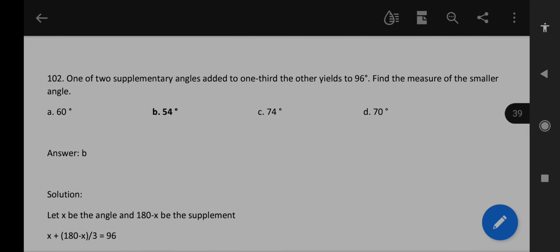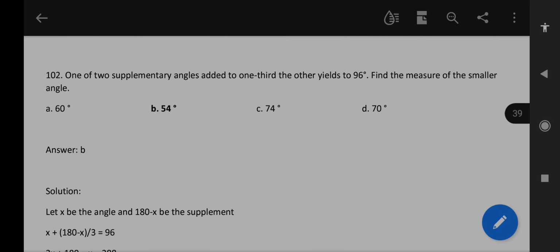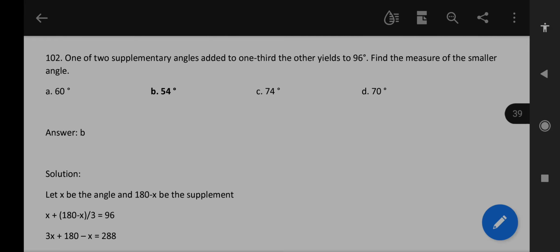Maaaring ang mga problems na ito ay lumabas sa inyong upcoming board exam. So, mahalaga na panoorin nyo ang video na to at i-Looksfam nyo na rin yung mga tanong at syempre, yung mga solutions, tandaan nyo na rin kung paano sinolve. Okay? So, let's start.